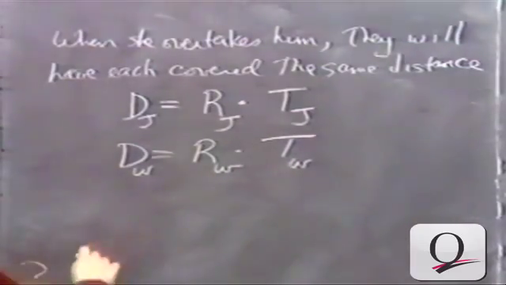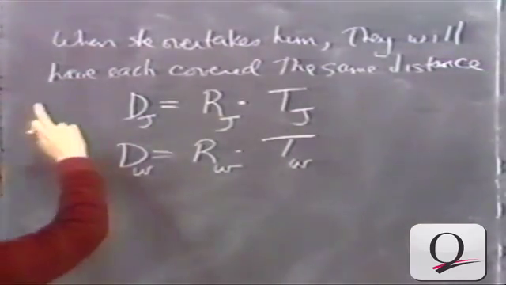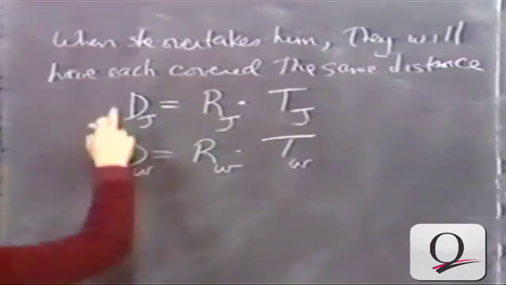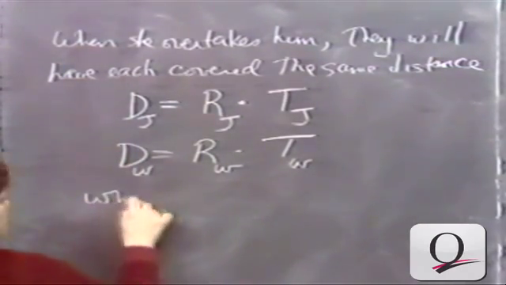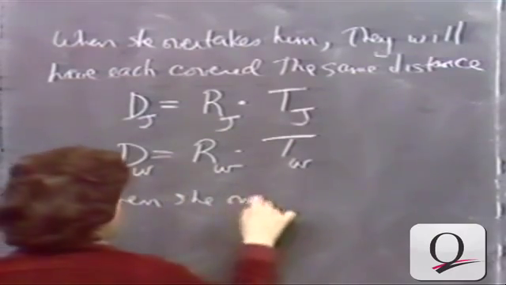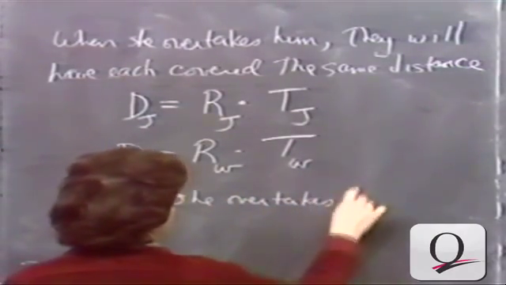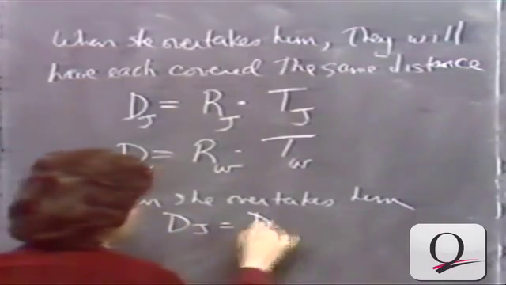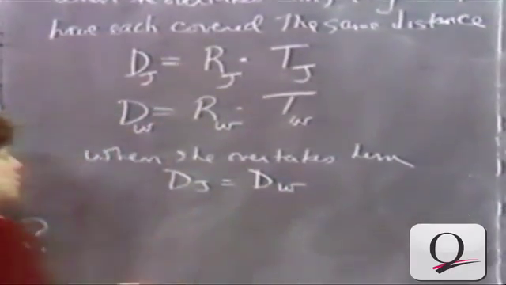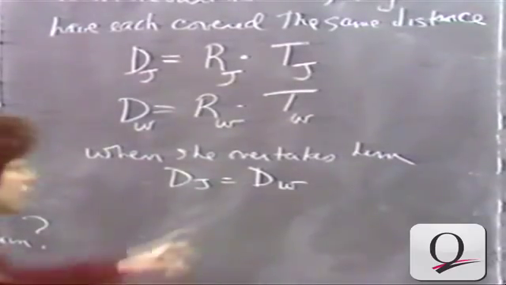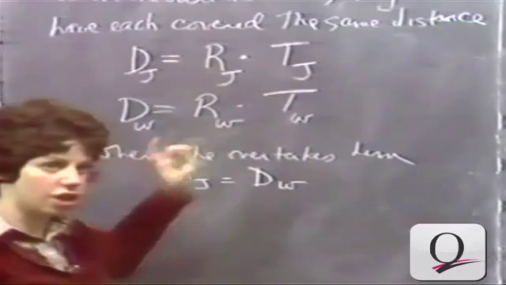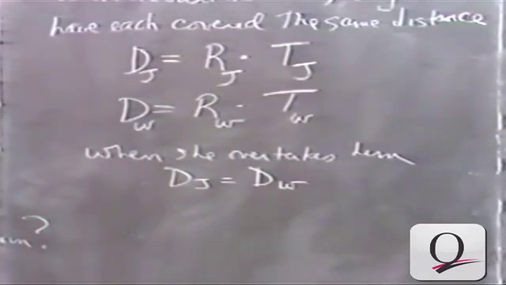Now, when she overtakes him, they will have each covered the same distance. So when she overtakes him, d_J is equal to d_W. The distance traveled by Jack will have to be equal to the distance traveled by his wife. She overtakes him when they've each covered the same distance, when she catches up to him.